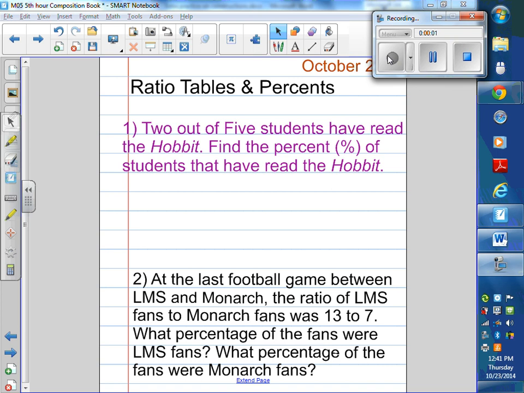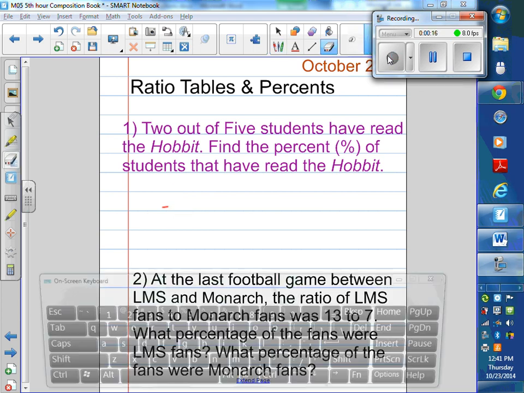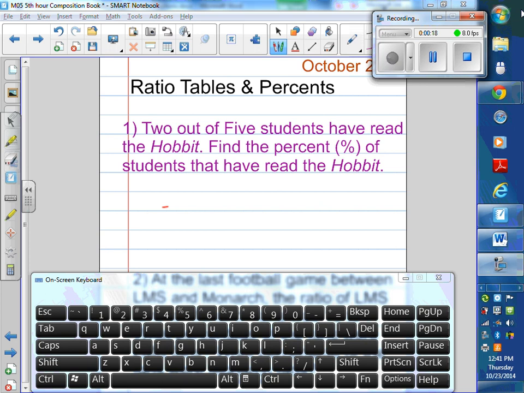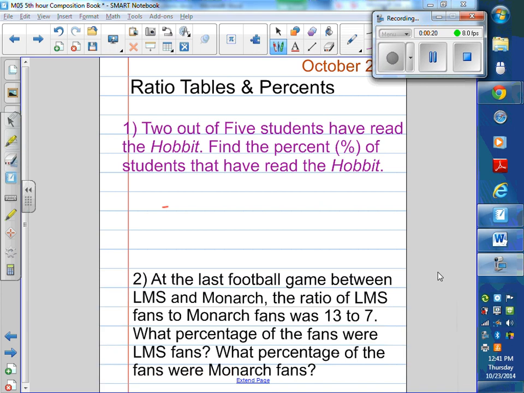The way I did this one, the first one, you see that 5%, 5 people out of... sorry, hold on. That means it was 2 out of 5 students have read it.